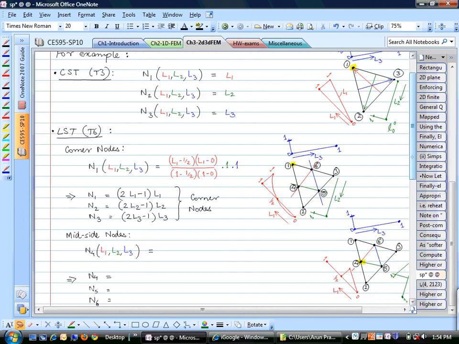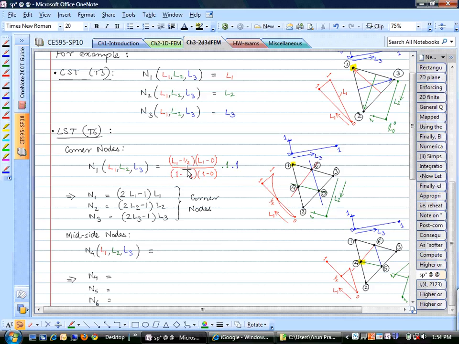Now for the more interesting case, the T6. This is a T6 triangle which has these nodes 1, 2, 3, and the mid-side nodes are 4, 5, and 6. Let's say we want to calculate the shape function for node 1. So in L1, we need to calculate a shape function that goes to 1 at this point and goes to 0 at both of these 2 points. Right? L1 starts from here, goes up to here, which means it starts from 0, half, and 1. So what would be the Lagrange shape function for this curve?